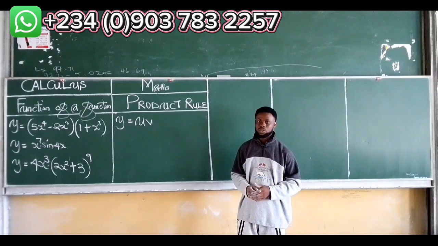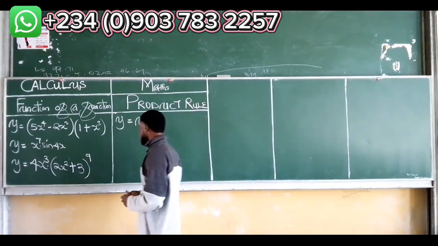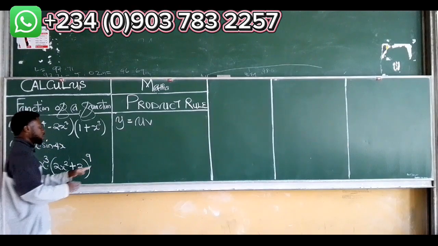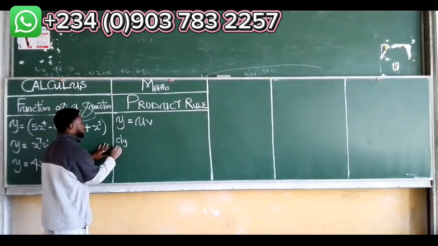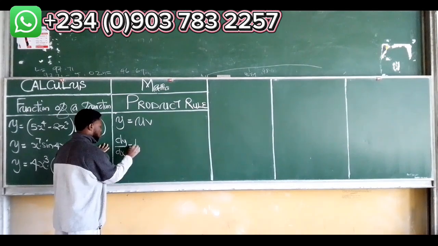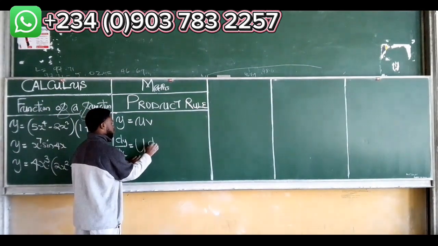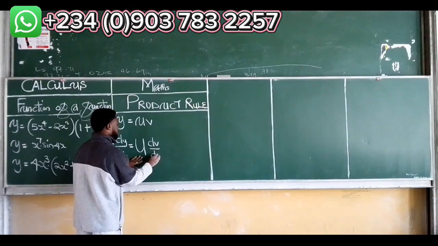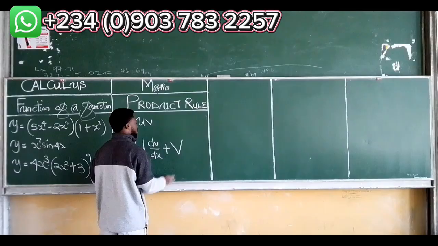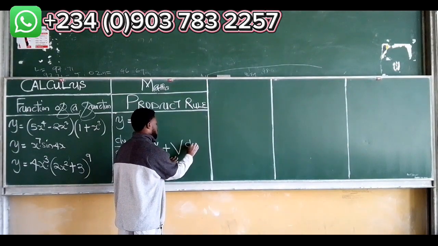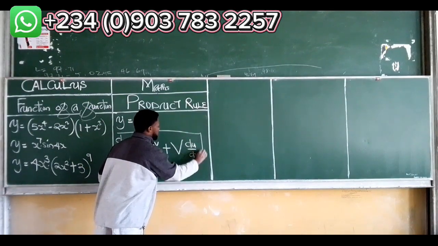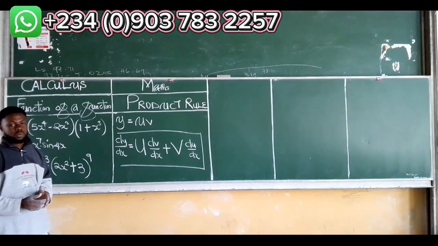Now, having known that, let us consider the general formula for product rule. In product rule, if y is a function of x, as written on the board, then the derivation of y with respect to x is going to be given as u times dv over dx plus v times du over dx. This is the general formula for product rule. General formula for product rule.